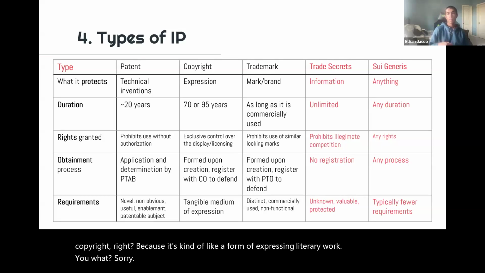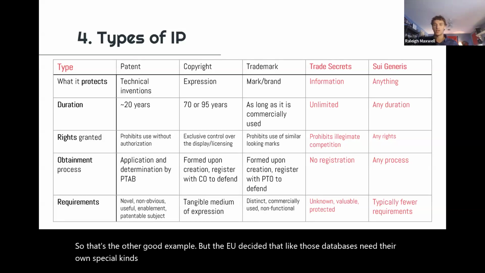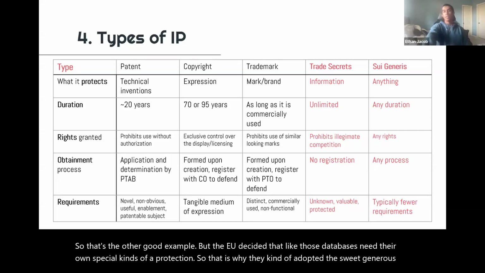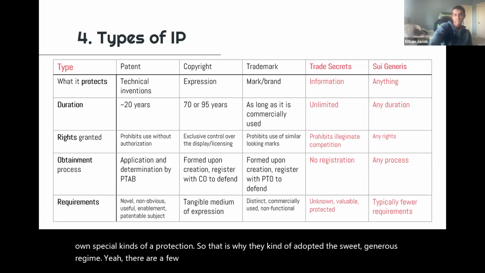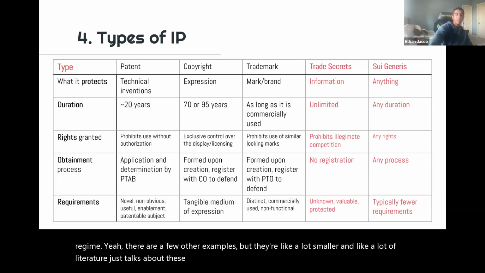Yeah, so that's the other good example, but the EU decided that those databases need their own special kind of protection. So that is why they adopted the sui generis regime. Okay, good. There are a few other examples, but they're a lot smaller and a lot of the literature just talks about these two. Thank you.